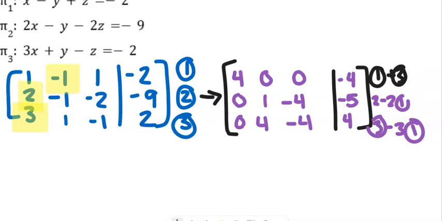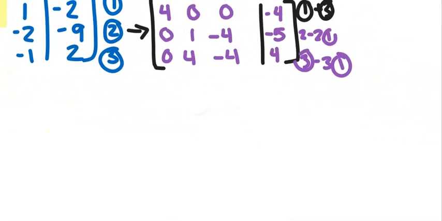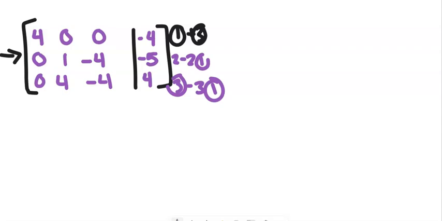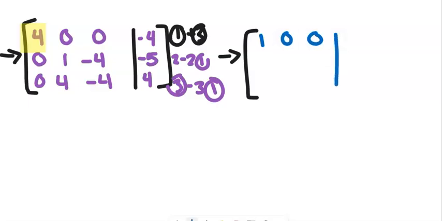Okay, now that I have all of that, I'm going to move over. I'm going to want to get some more zeros. And actually, I'm going to start by turning that into a 1. I can do that just by going and multiplying everything in here by a quarter.